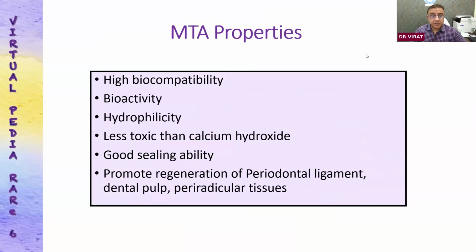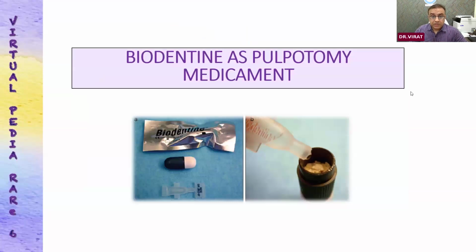Regarding the properties, MTA has high biocompatibility and bioactivity. It is hydrophilic in nature. It is less toxic than calcium hydroxide, has a good sealing ability, and promotes regeneration of PDL, dental pulp, and periradicular tissues. Coming to Biodentine as a pulpotomy medicament.